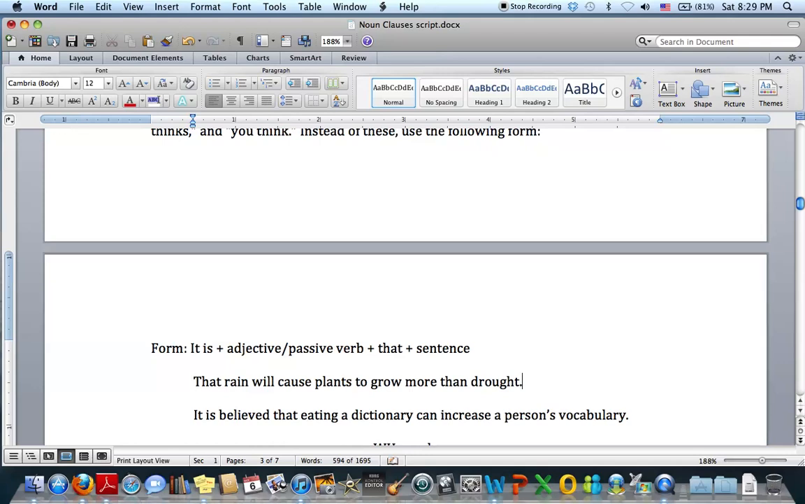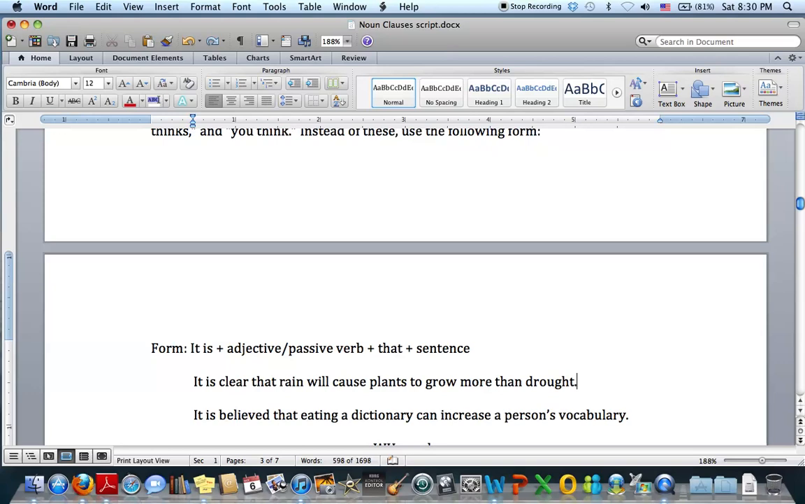And what I do is I just basically come to the end and say, that rain will cause plants to grow more than drought is clear. That's really weird sounding, though. We don't like to do that very much. Like I said before, we like to have noun clauses as objects, but not as subjects in academic writing. So what we end up with is this construction with it is plus an adjective and then that noun clause, so that it's not the subject in this case.